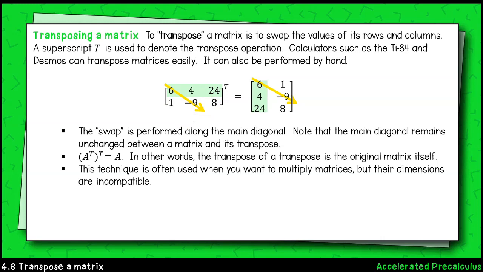You'll know you did this correctly if the main diagonal in the transpose matrix remains unchanged. We can see the entries 6 and -9 in our example as well as in the transpose matrix. So it's a thumbs up, we did it right. A couple more key points here.